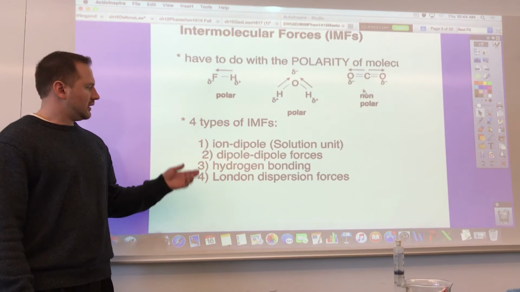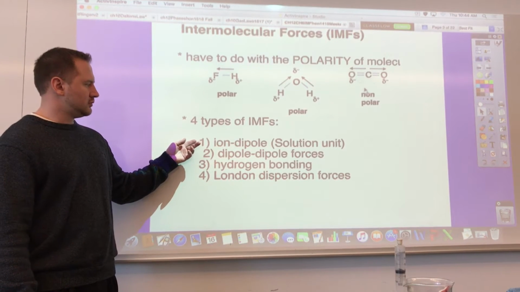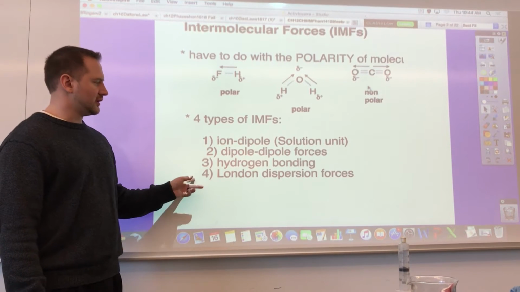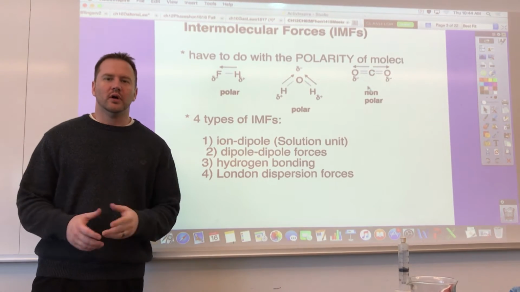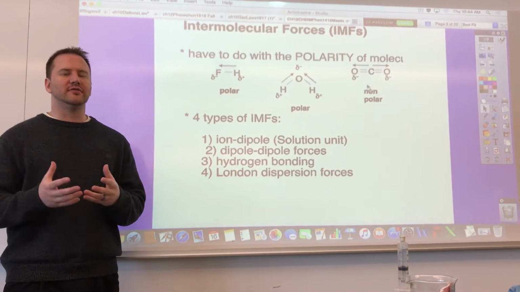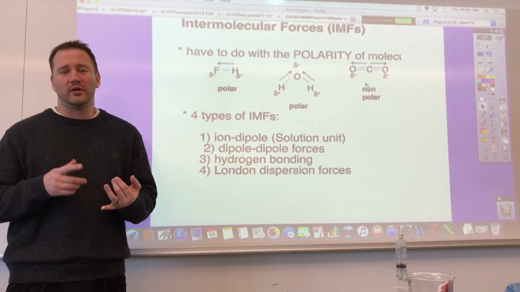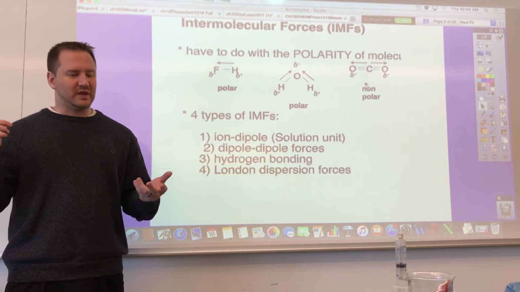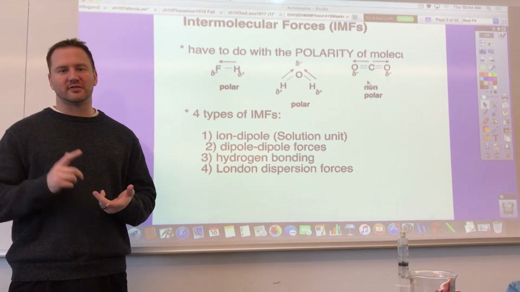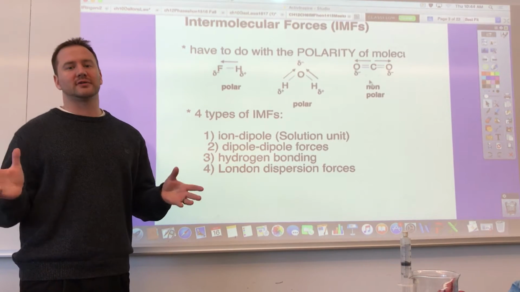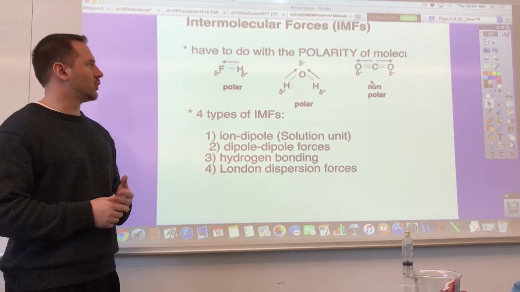The first one is ion-dipole. Then we have dipole-dipole forces, hydrogen bonding, and London dispersion forces. Essentially, the strength of the intermolecular forces that you observe has impacts on things such as boiling point, vapor pressure. It has effects on viscosity, surface tension, among other things. So that's why we learn about it. It has large impacts on how matter organizes itself in the world.